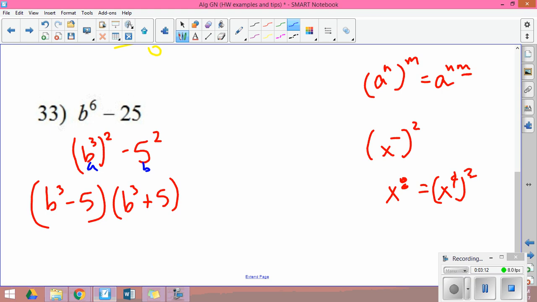So basically you're putting half of your variable exponents in one side and half in the other. It's got to be an even power. So that is your factoring. Good luck with your homework.